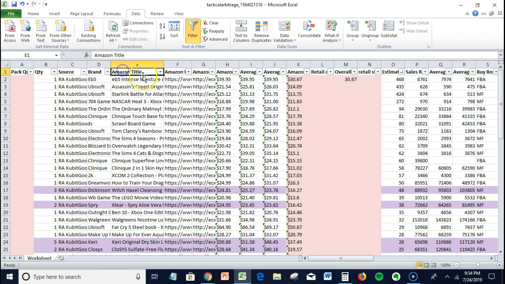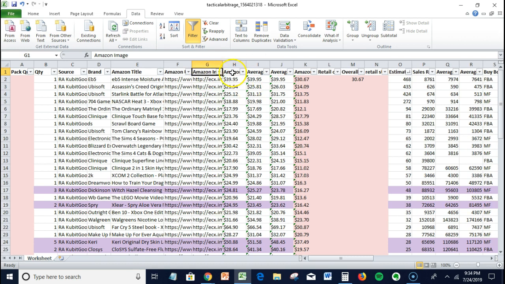This is the brand, obviously. This is the Amazon title, like on an Amazon listing. This is the Amazon link. This is the Amazon image, if we want to see that. This is the Amazon buy box price. This is the average price for 30 days, 90 days.